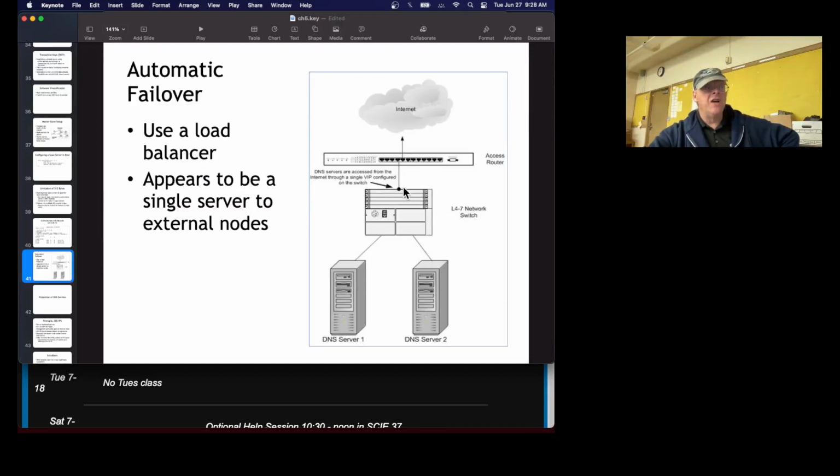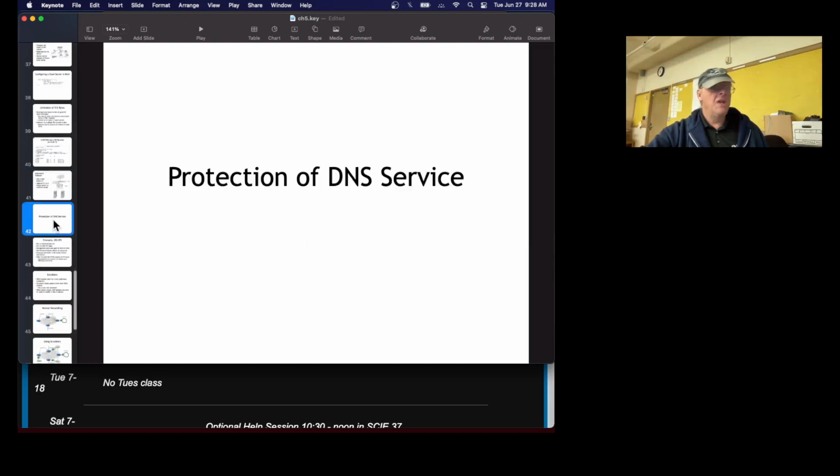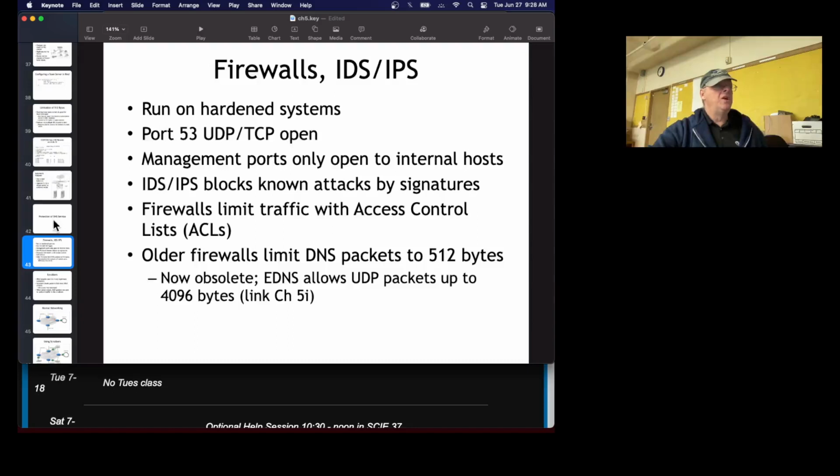So you can use a load balancer, which sends some queries to this server and some to that server. So it all appears to be a single server to the user, but there's a series of servers behind there. That's true of all services, not just DNS. All right, and so you can put a firewall on it, an intrusion detection system, an intrusion prevention system. These things all run on hardened systems, typically based on BSD Unix.